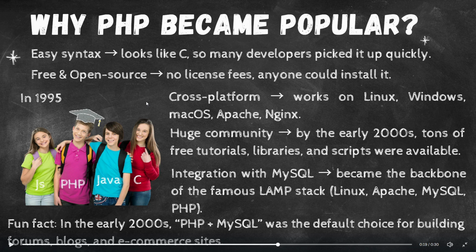Okay, why? Because its syntax looks like C, because it's a scripting language written in C. So that's why developers in 1995 who used C and Java were able to pick up PHP very quickly. That is the main reason why PHP was used at that time, and it became very popular. And it is open source and free, so everyone can use it and install it. Okay, and it's platform independent, so you can use it on Linux, Windows, whatever you want.